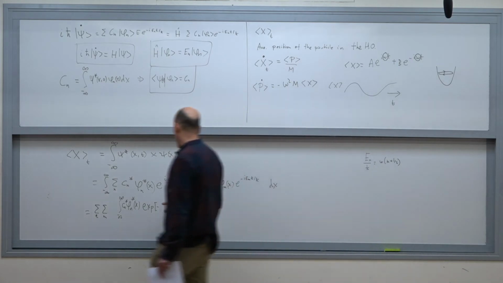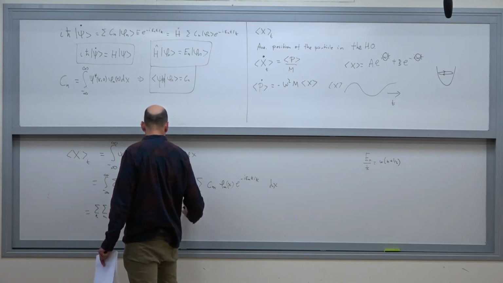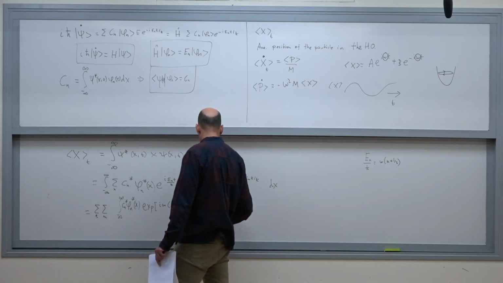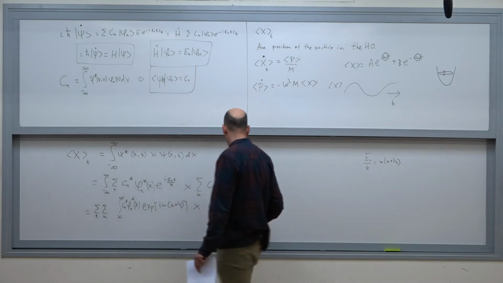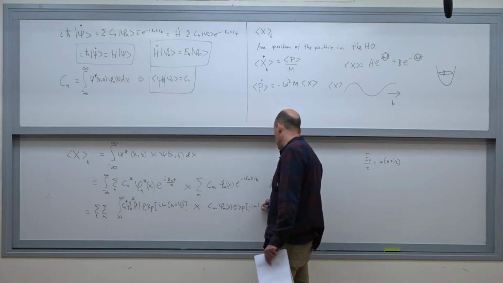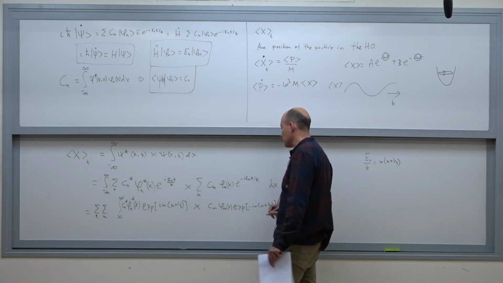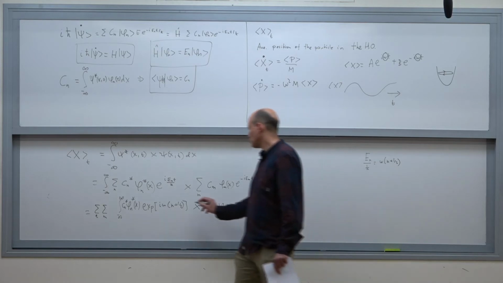So here I have i omega (n plus a half) t, times x times cm phi m of x, exponential. Now I need to write the same but with a minus sign, i omega (m plus a half) t, dx. Where? In the exponent, t. Both. Sure.